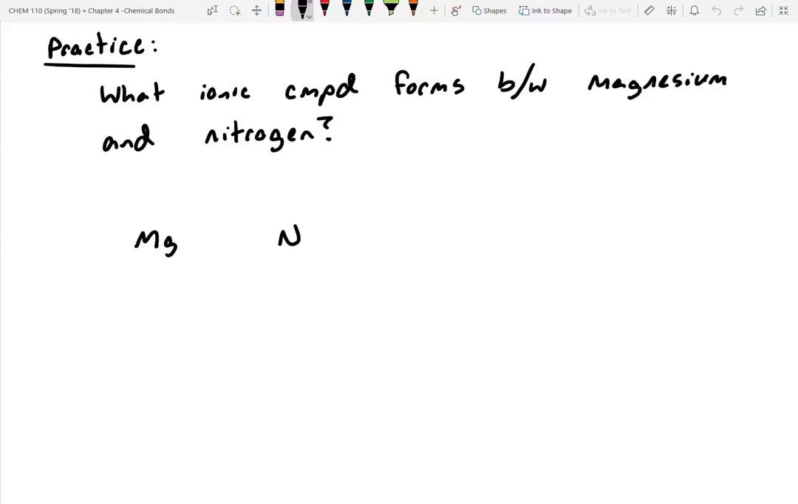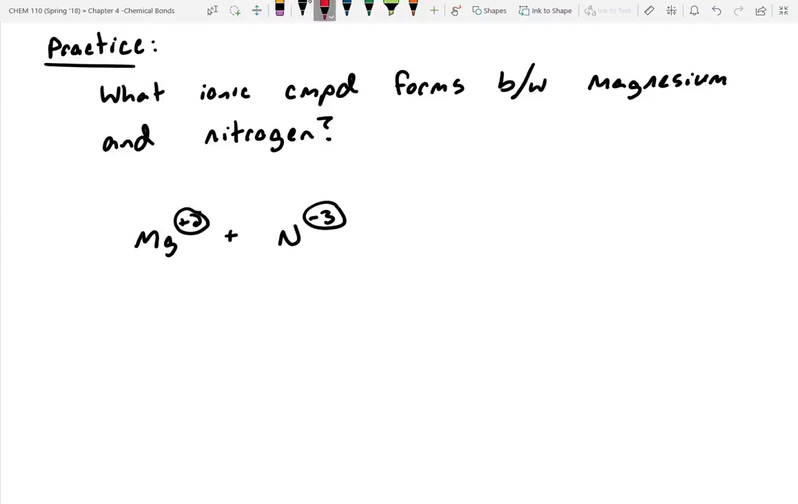So let's start with the trick one first, and then I'll show how it makes sense using the other method. So magnesium is in group 2A. What charge will magnesium have? +2? So I'll do the trick one and say, all right, that's +2. Nitrogen is in group 5A. What charge will it have? -3?